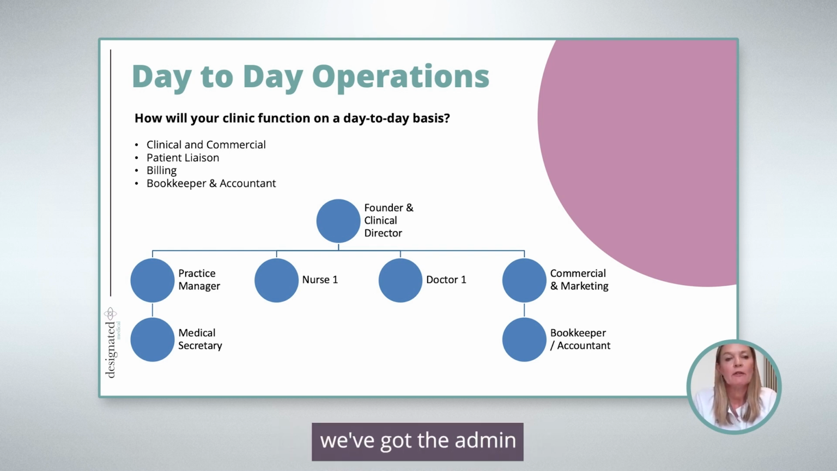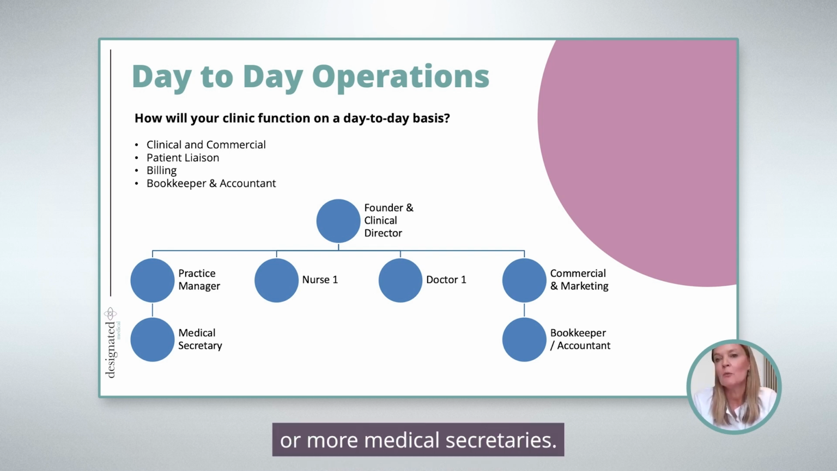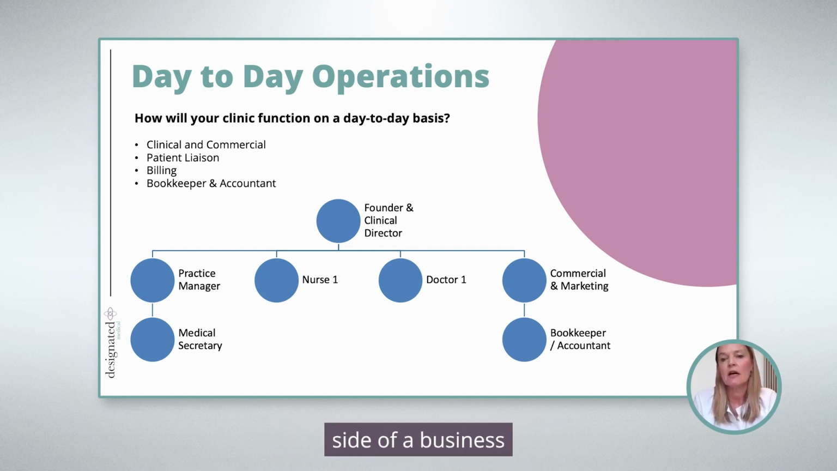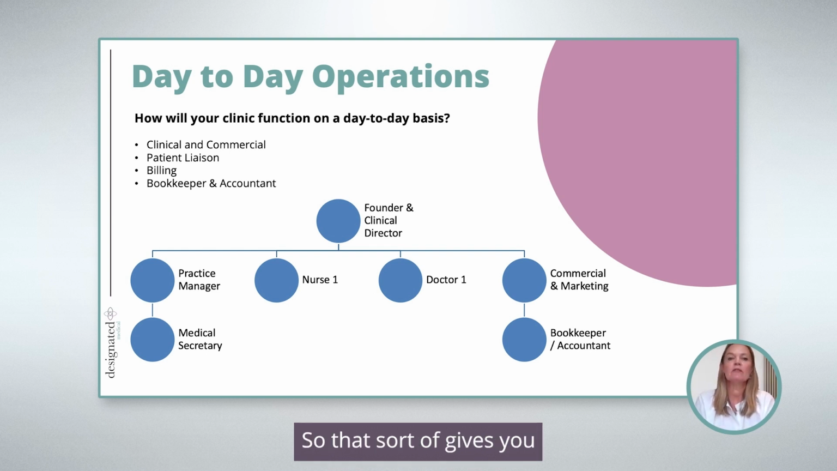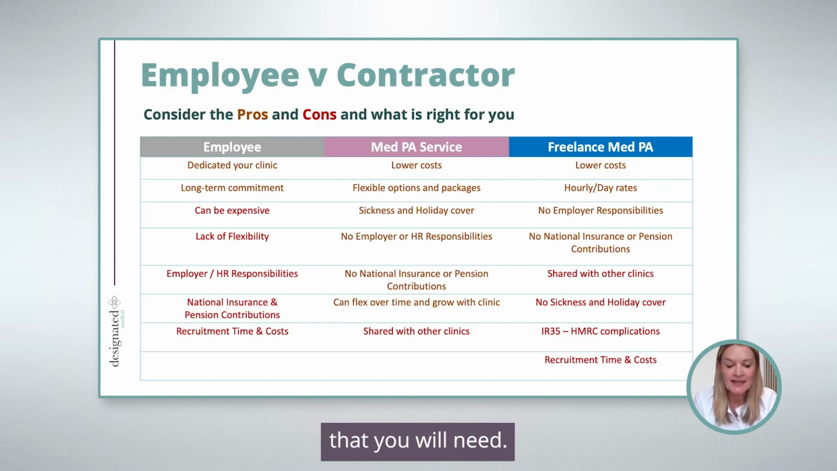To the left, we've got the admin and operations team. So you might have a practice manager or a clinic manager. And then supporting the practice manager, you will have one or more medical secretaries. You may well have a typist. So that's your operations team. And then the right-hand side, other business support functions like commercial support, then your finance team, your bookkeeper, and your accountant. So that gives you an overview of the team that will be involved in running your business and the people that you will need.